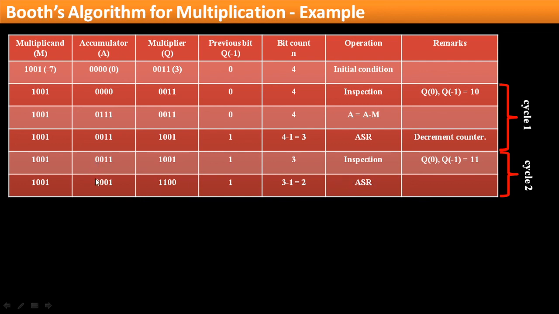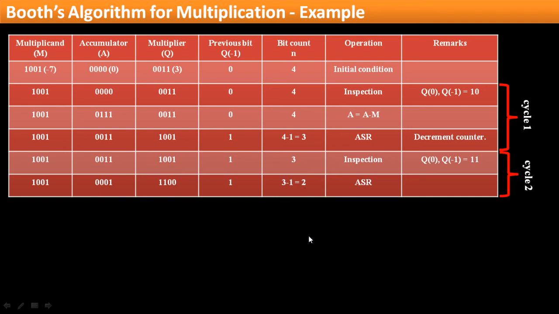Here again, the previous bit pattern was this. 0 will remain here, then it will be pushed on the right side. So what we get is 0001 and 1100, and this one will be shifted here. Since we have completed another operation, we will decrement the N bit count and now this becomes 2. Now this is the end of the cycle 2.